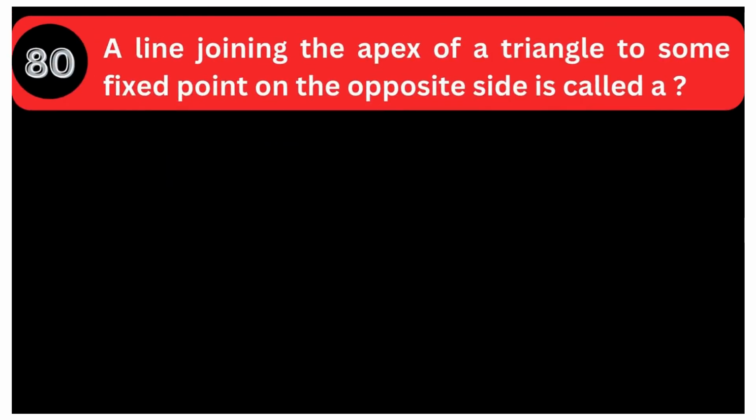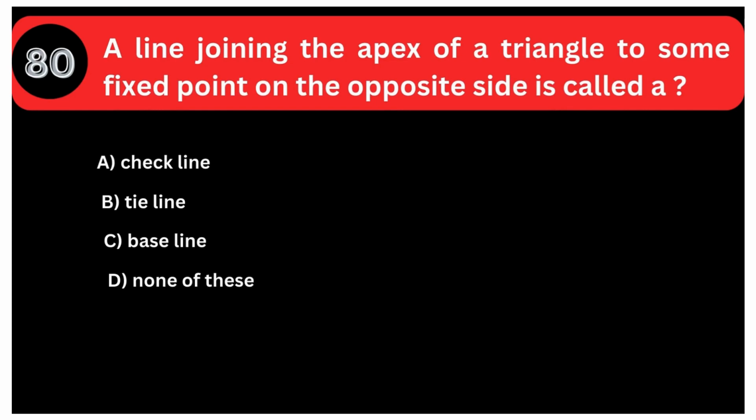A line joining the apex of a triangle to some fixed point on the opposite side is called a. Options A. Check line. B. Tie line. C. Baseline. D. None of these. Answer A. Check line.